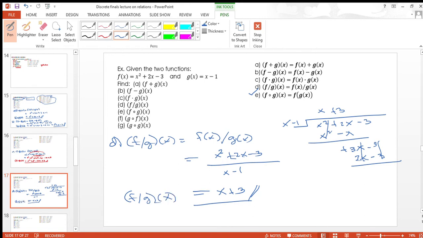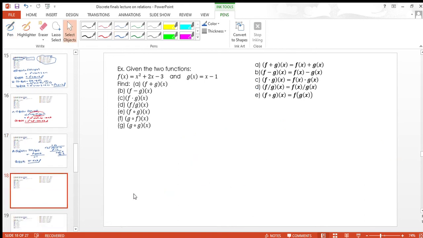And then, let's proceed with letter E. In letter E, what is required? We have f dot g of x, and by definition, this is just f of g of x. Okay, ito yung medyo iba ang dating. So, what do we know? Diba? Ang alam natin dito is f of x is x squared plus 2x minus 3. This is f of x.